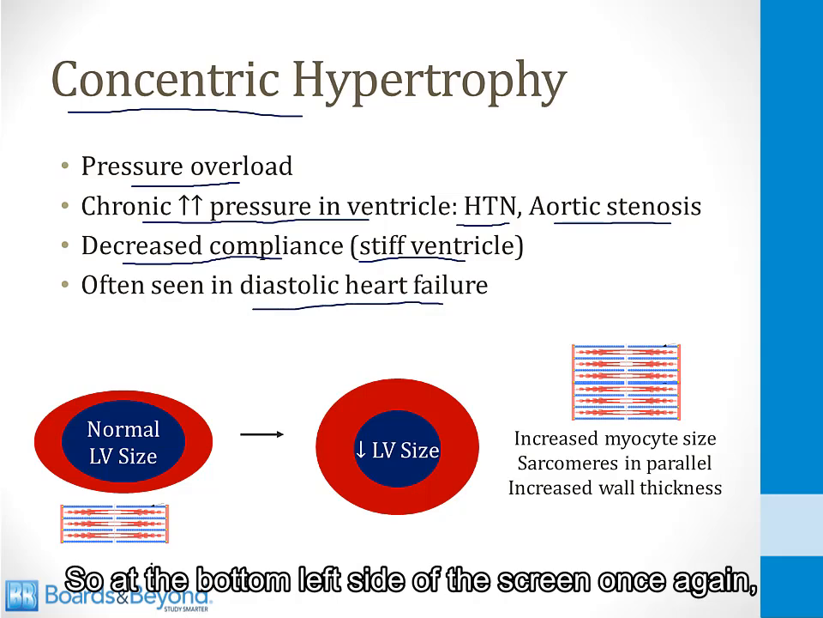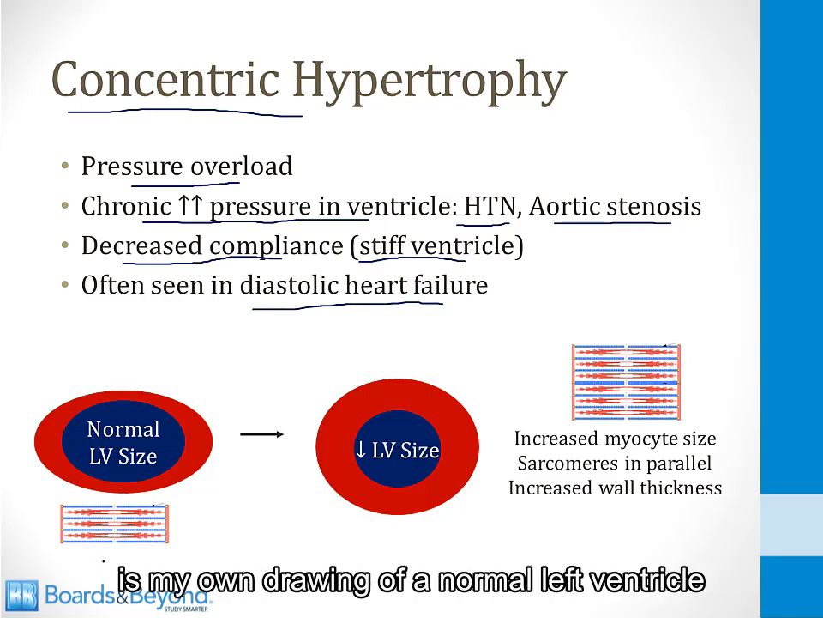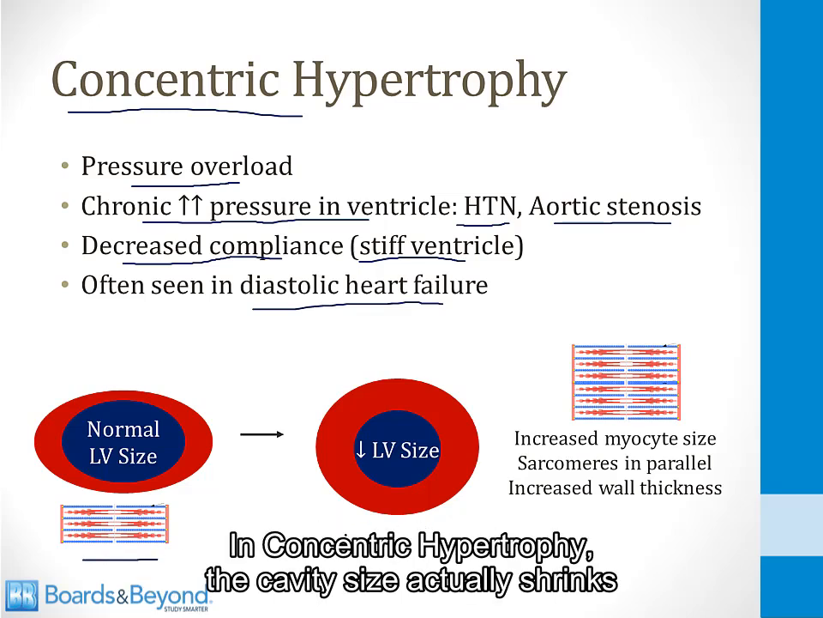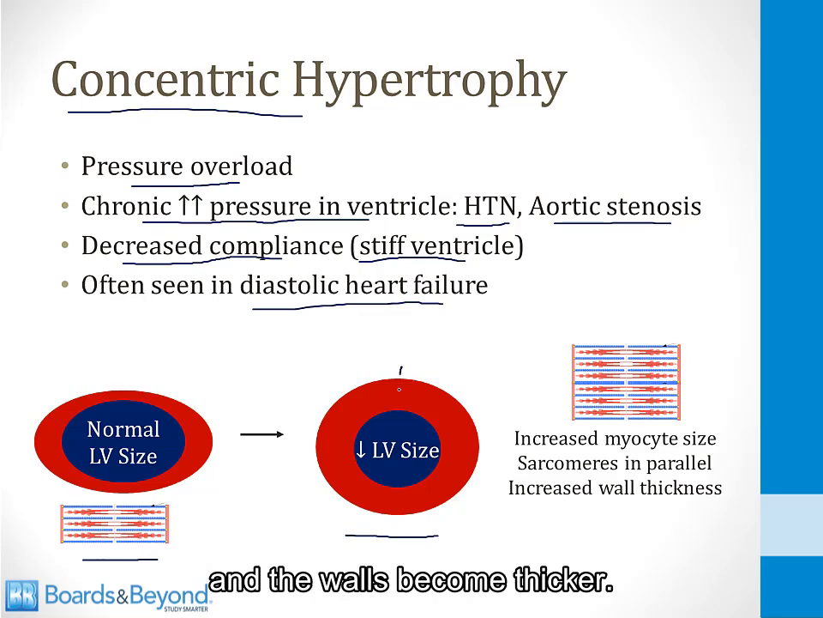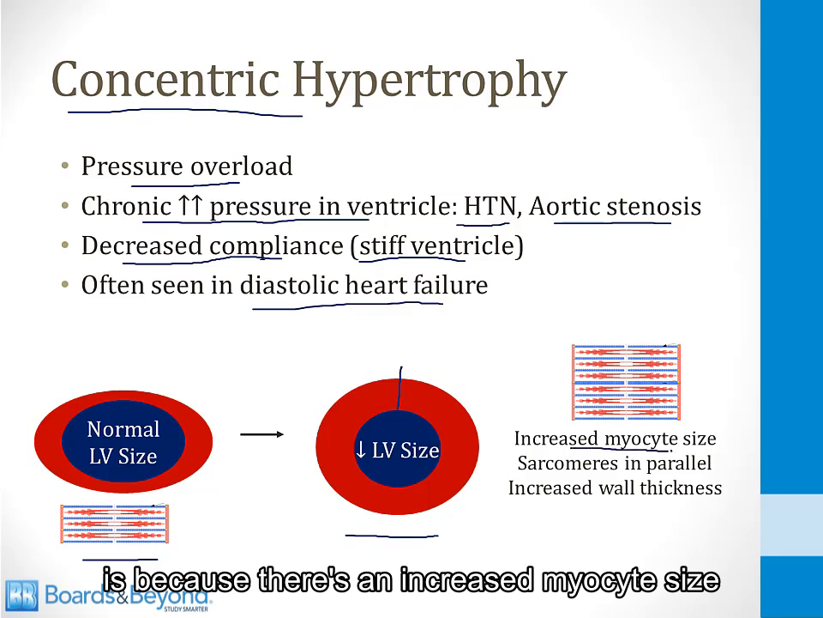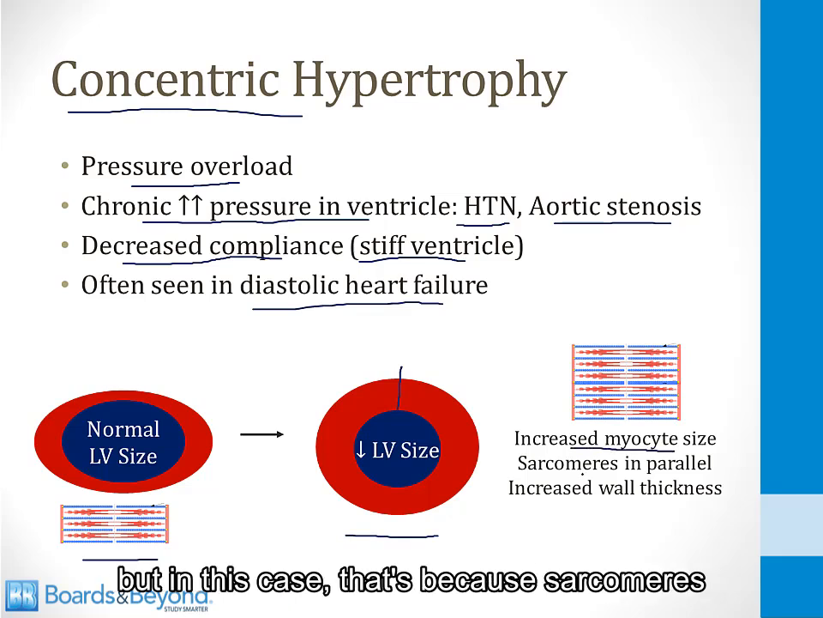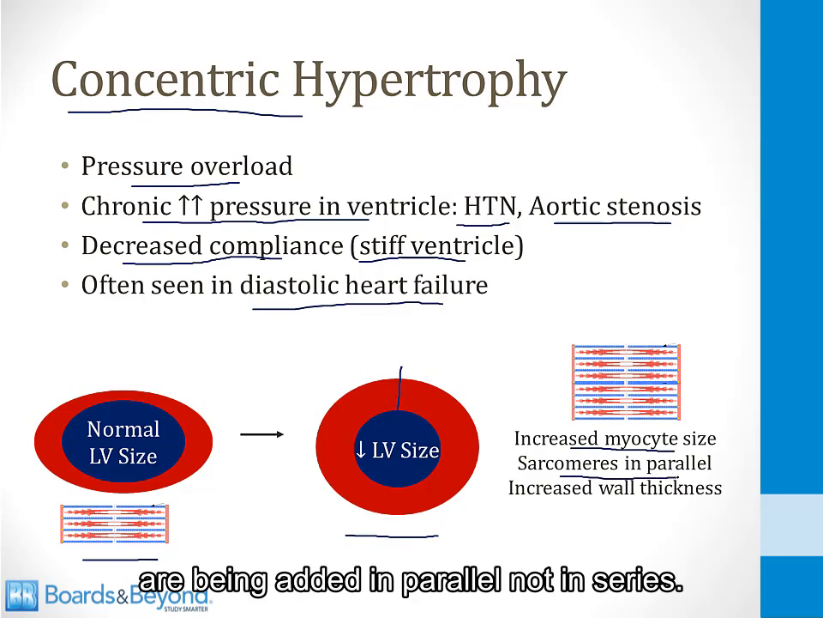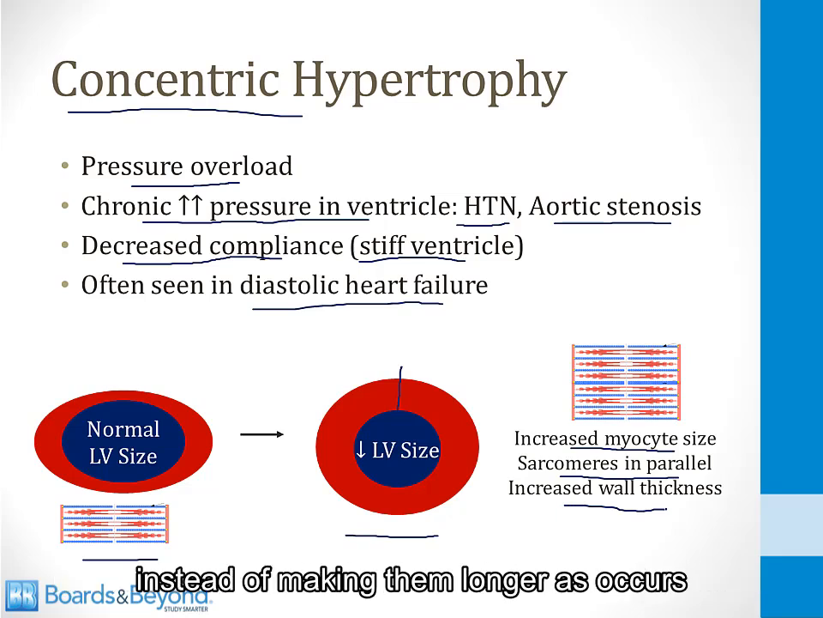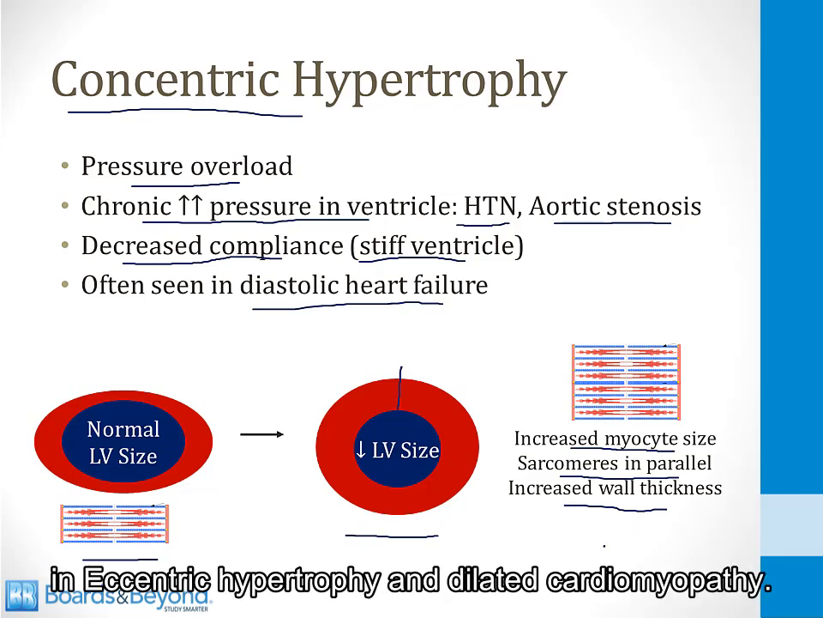So at the bottom left side of the screen, once again, is my own drawing of a normal left ventricle with a normal myocyte. In concentric hypertrophy, the cavity size actually shrinks and the walls become thicker. The reason the walls become thicker is because there's an increased myocyte size, but in this case, that's because sarcomeres are being added in parallel, not in series. This makes the walls thicker and the myocytes thicker instead of making them longer, as occurs in eccentric hypertrophy and dilated cardiomyopathy.